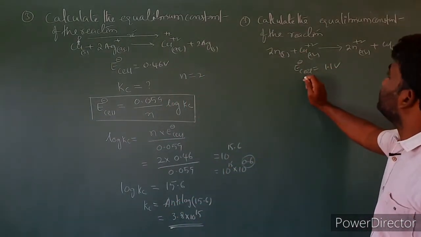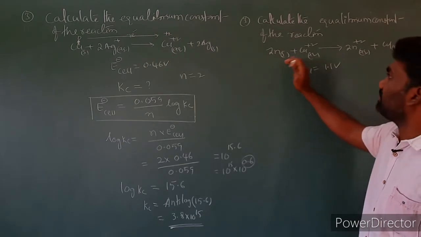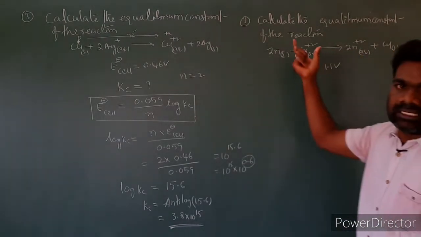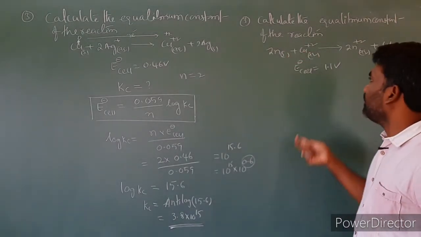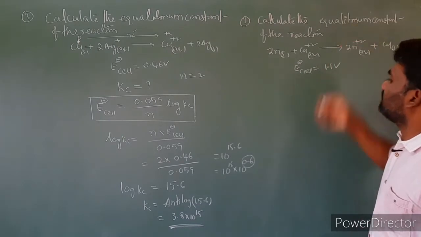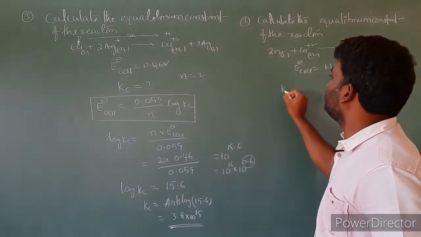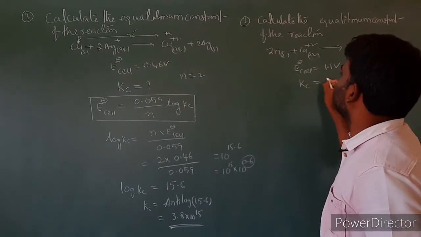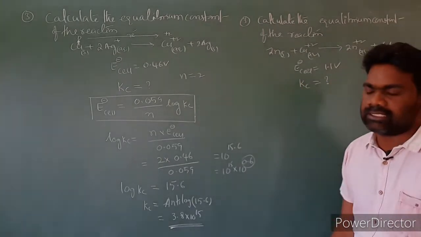Calculate the equilibrium constant of the reaction Zn + Cu²⁺ gives rise to Zn²⁺ + Cu. So the cell reaction is given to us, and one more piece of data is given: the standard potential of the cell. What is being asked is the equilibrium constant Kc. We have to find out Kc, isn't it?